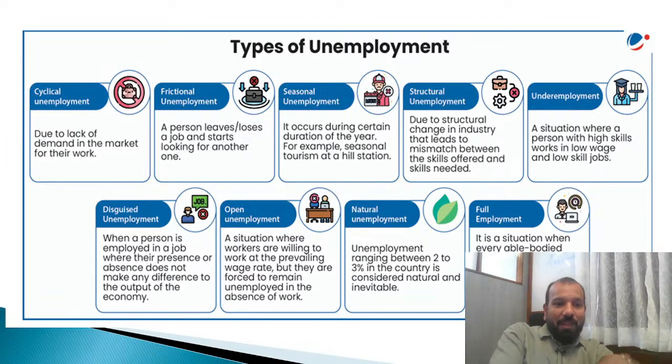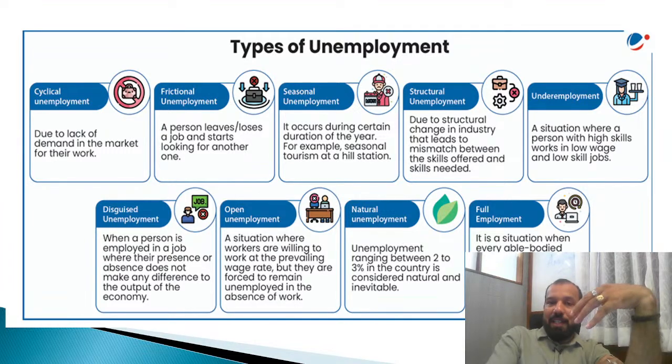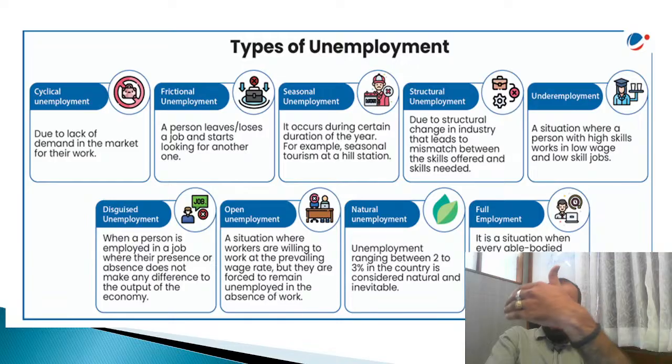Disguised unemployment is when a person is employed in a job where their presence or absence does not make any difference to the output of the economy. Suppose I am taking classes, and another faculty member is sitting with me and you can see them on the camera. The faculty is sitting with you, but has no role in disseminating information or teaching any concept of macroeconomics. That is called disguised unemployment.